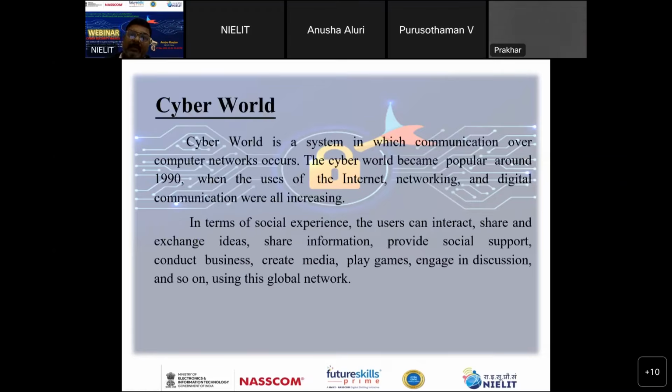Theoretically, the cyber world became most popular around the 1990s, when the use of the internet, networking and digital communication were all increasing. So in terms of social experience, the user can interact, share and exchange ideas, share information, provide social support, conduct business, create media, play games, engage in discussions, and so on using the global network.